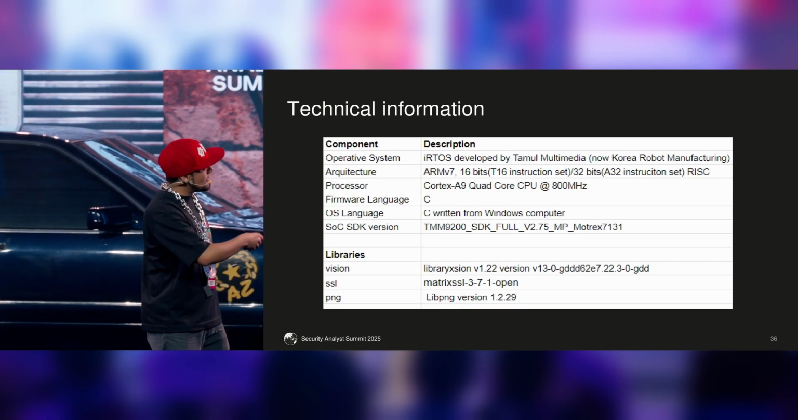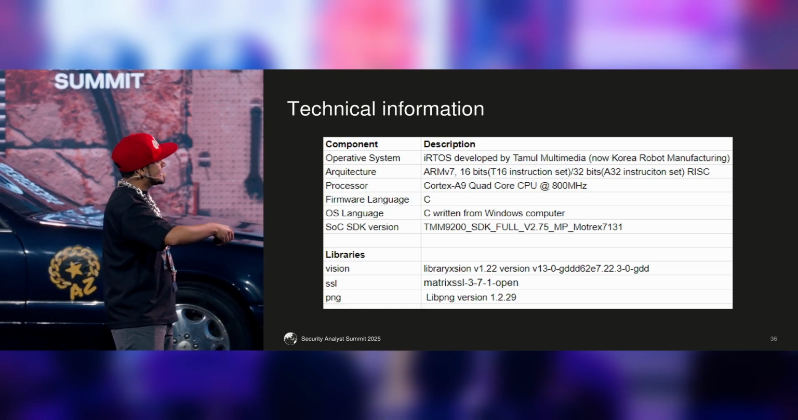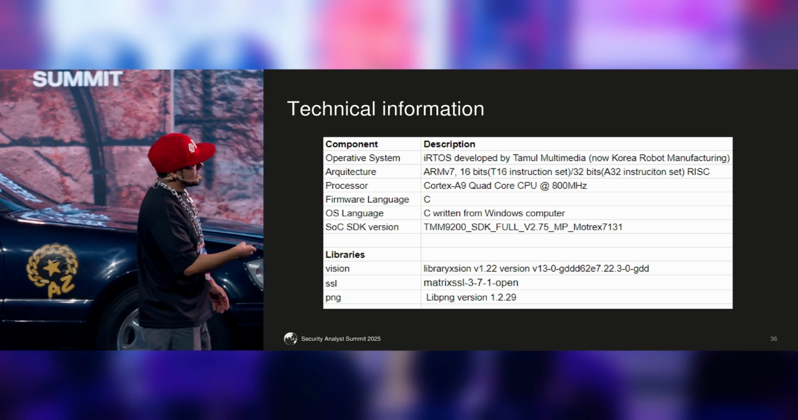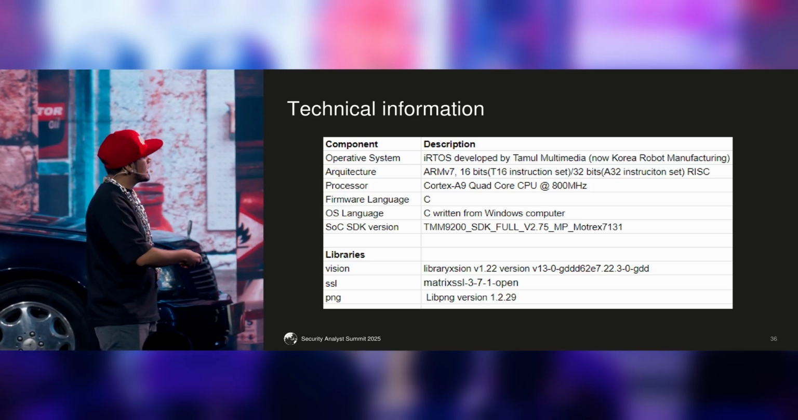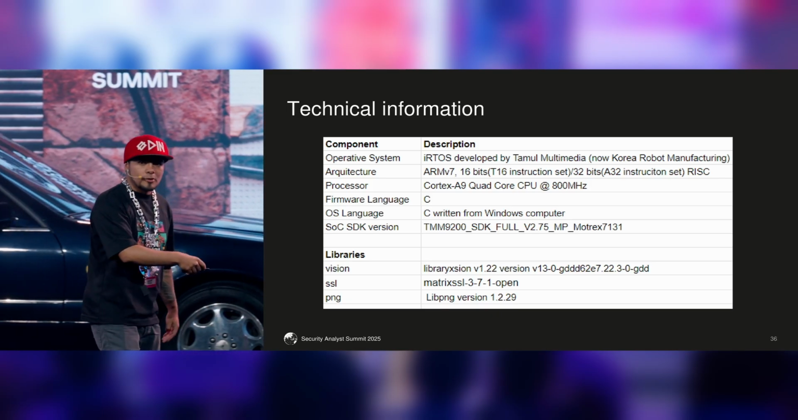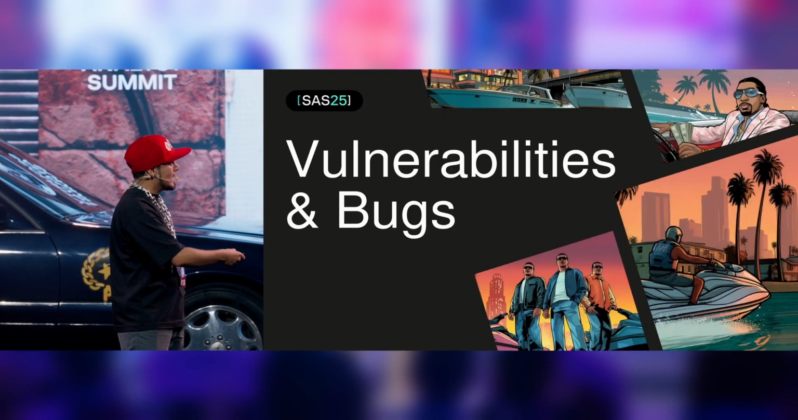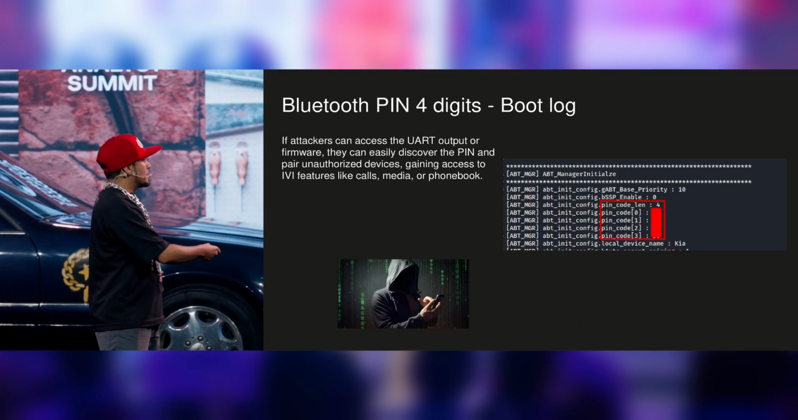At the end, here we have all the technical information: architecture ARM, processor Cortex A9, firmware, the SDK version, and the libraries version. And these libraries are vulnerable, they already have CVEs reported. So, yeah. Go ahead with the vulnerabilities.